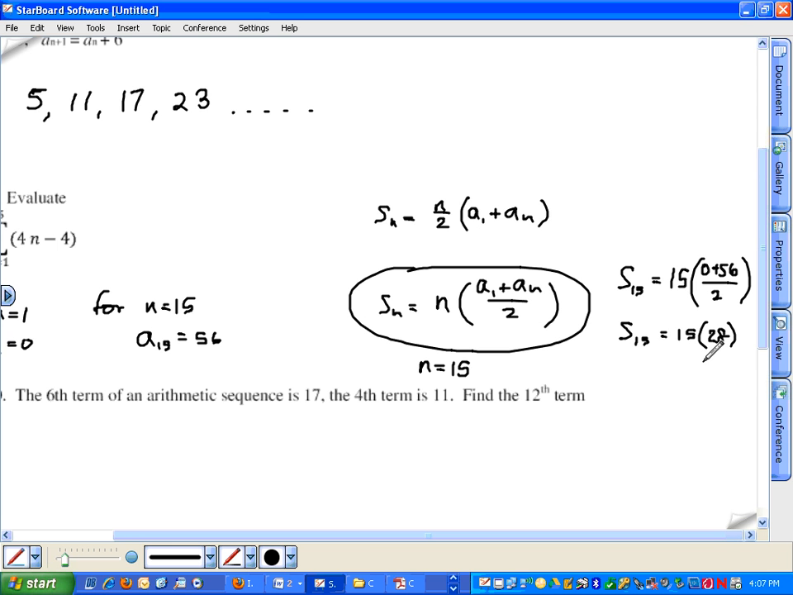And that sum, 15 times 28, that's something that you do on paper. 15 times 28 is going to be 420.